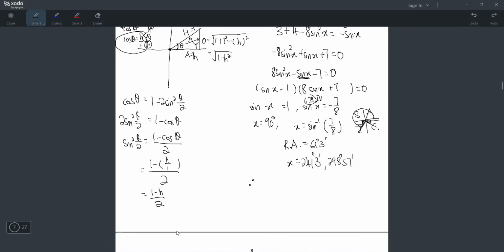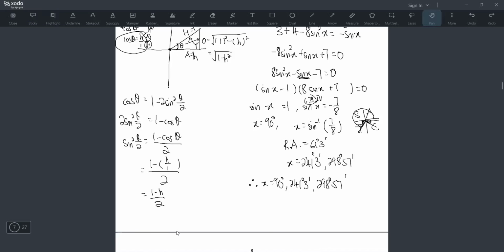So don't forget to write this. Combine the answer here and the answer here into one baris. So x equals to, which one is the smallest value? 90. And then continue with 241 degree 3 minute. And then the last one is 298 degree 57 minute, right? So this is your answer. Okay. So, yep, I think we can continue. So let's go.